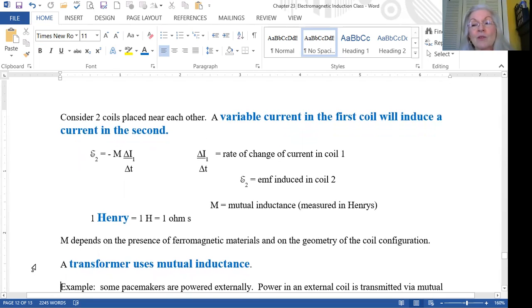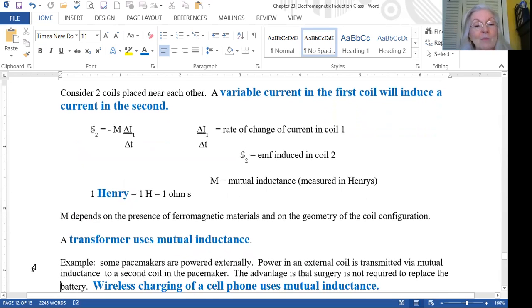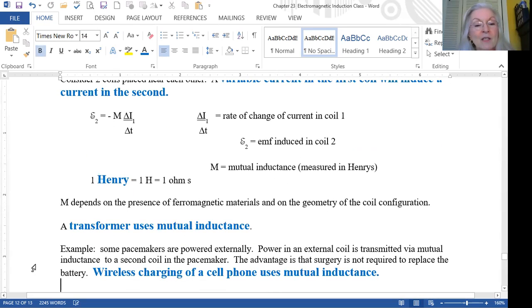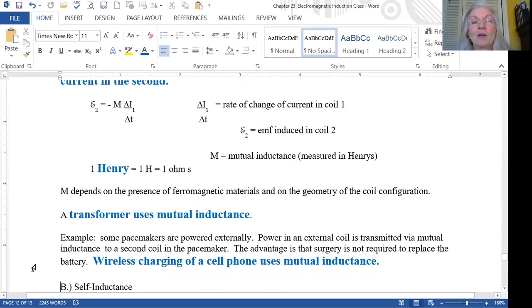Transformers use mutual inductance. Remember, the two wires didn't actually connect with each other. They were separated. They were just close. So there are other things that use mutual inductors. Some pacemakers are powered externally. This makes it really handy. You don't have to have a wire coming out of your chest to power up your pacemaker. The power in an external coil is transmitted by mutual inductance to a secondary coil in the pacemaker.